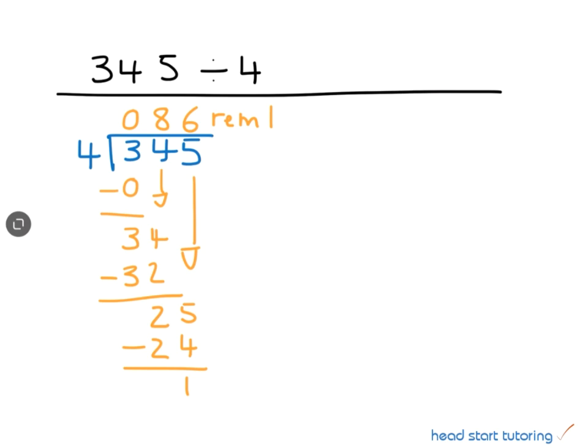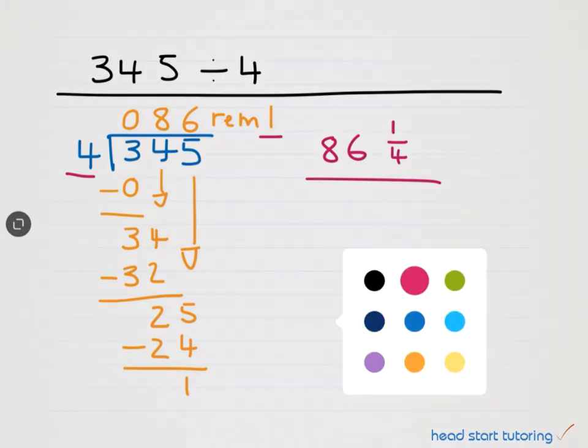So we can leave our answer like that. But let's explore the option of leaving our answer as a fraction. So 86, and that remainder of 1 still needs to be divided by 4 or put over 4 into a fraction form. So we could also have 86 and 1/4.